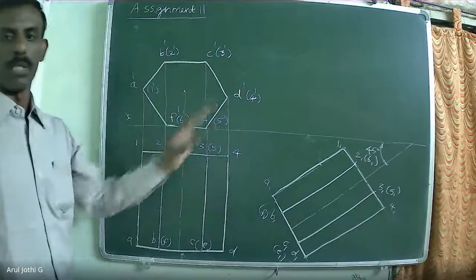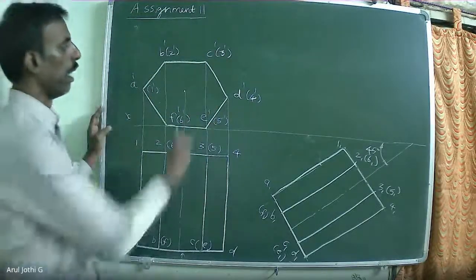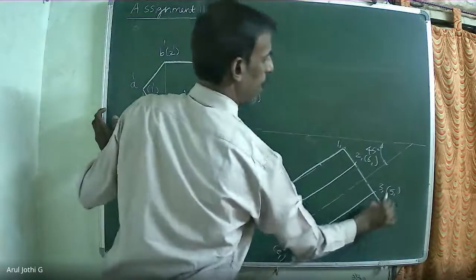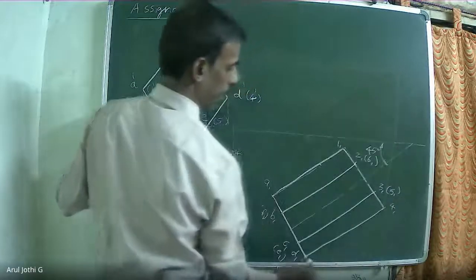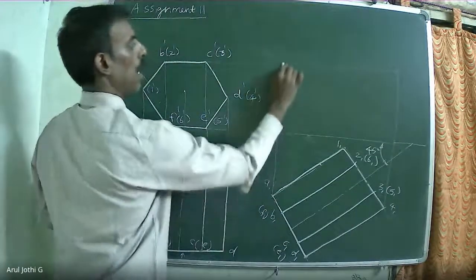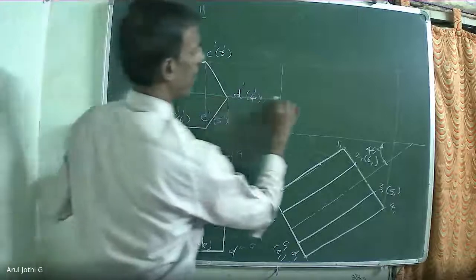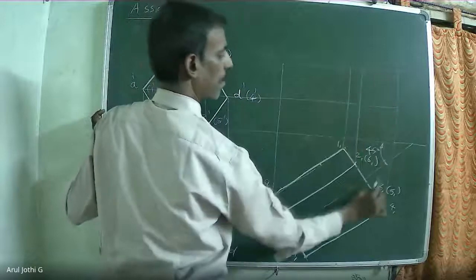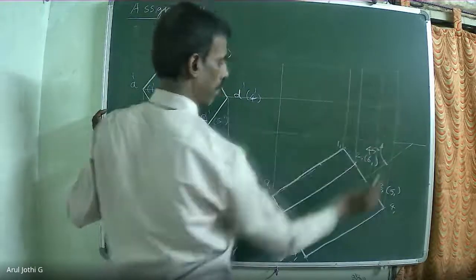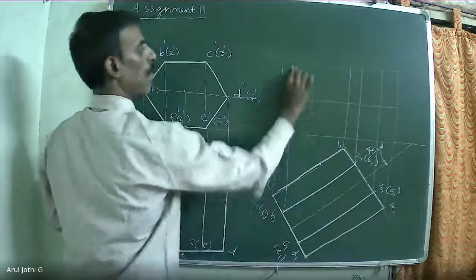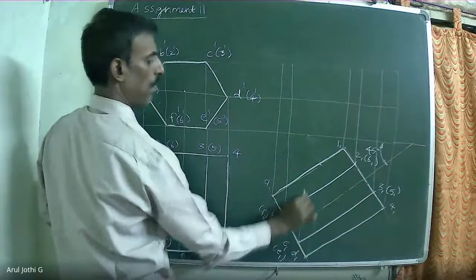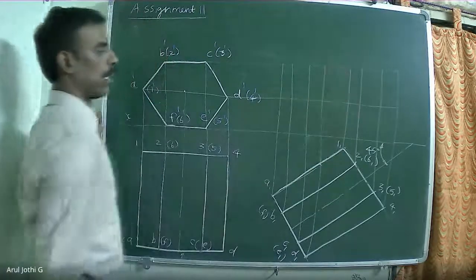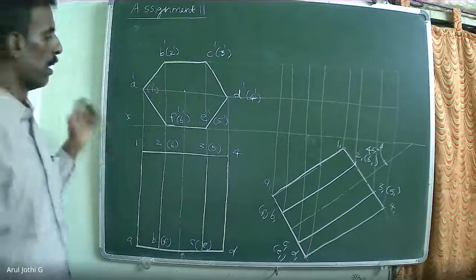Now using the projection, we are going to draw the final apparent front view. Extend all the front view points horizontally. Extend all the top view corner points vertically. The corresponding corner points will be intersecting.